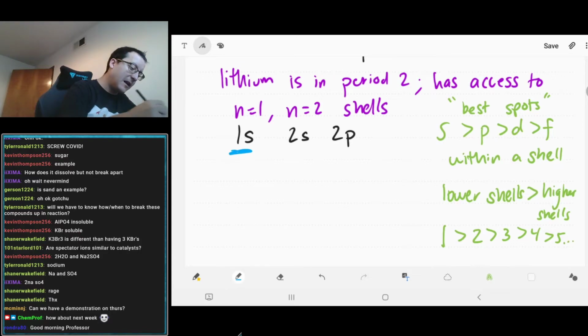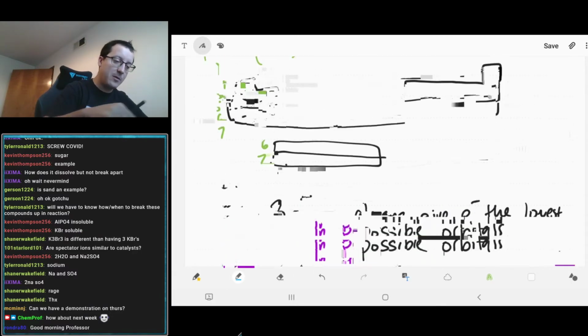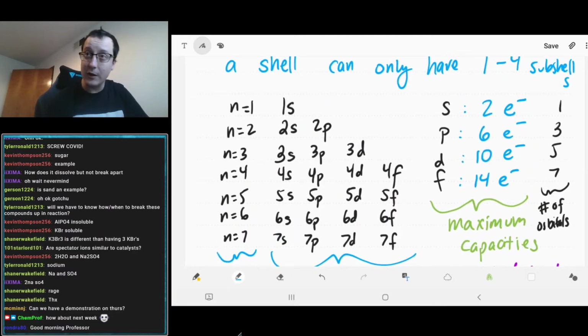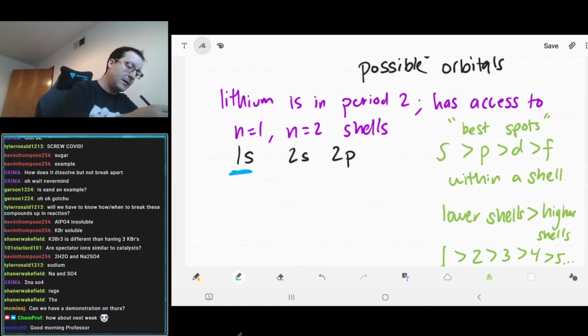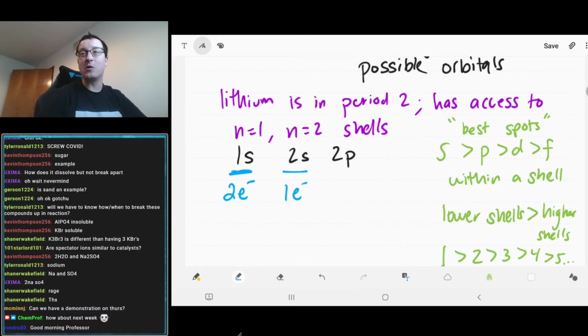We must remember that a particular orbital can only hold a certain number of electrons, right? 1s, if we go back up, s orbitals can hold 2 electrons maximum. So let's go ahead and put 2 electrons in the 1s shell. And so we have 3 total electrons, right? We've now gotten rid of 2 of them. We have 1 left. So let's go ahead and put the last one into the next orbital.